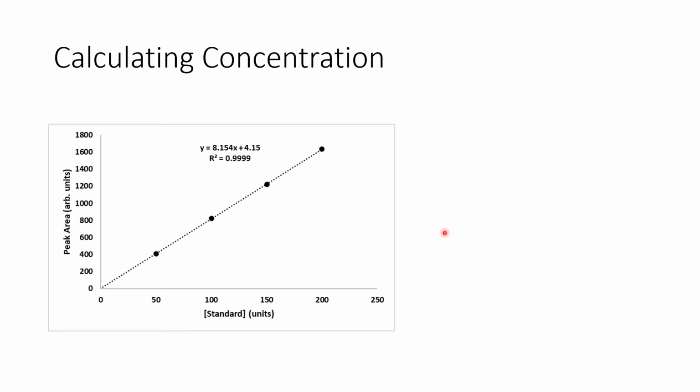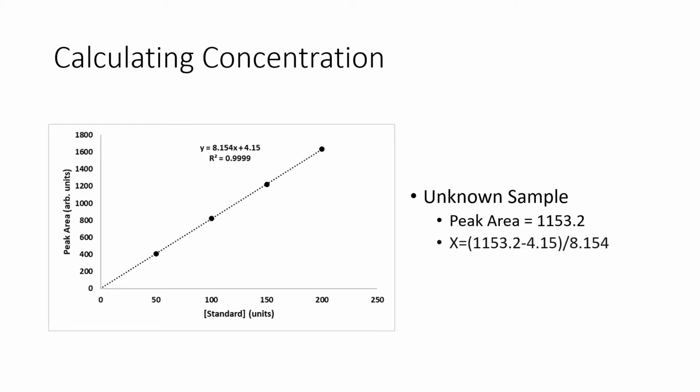So we run our chromatogram. We have our peak area for our unknown sample, and that peak area is 1153.2. So what do we do with that peak area? Well, we're going to use this calibration curve to calculate the concentration of that compound based on our standards. So we'll use that equation from our fit line, plug in our peak area as y, and solve for x. And we'll see that x is 140.9 units.